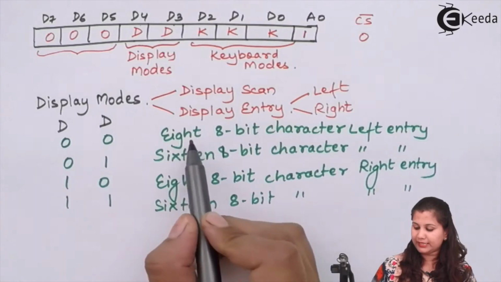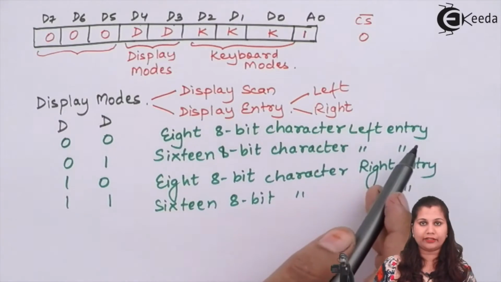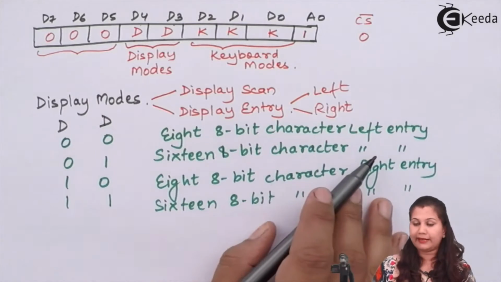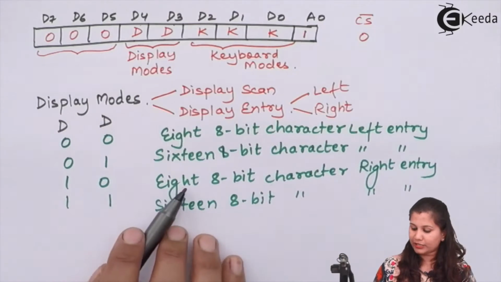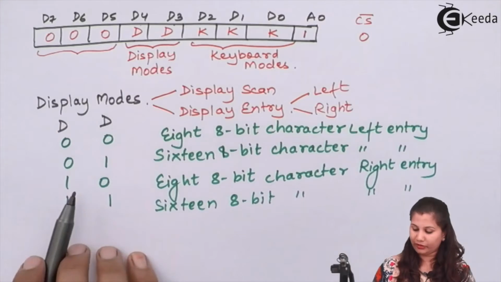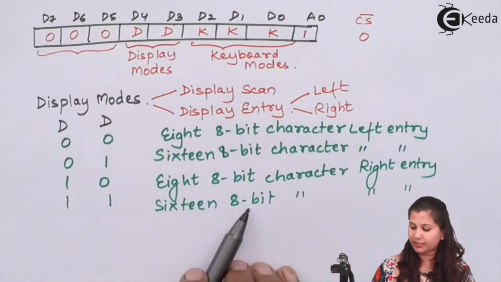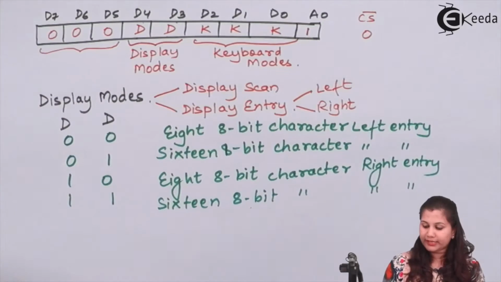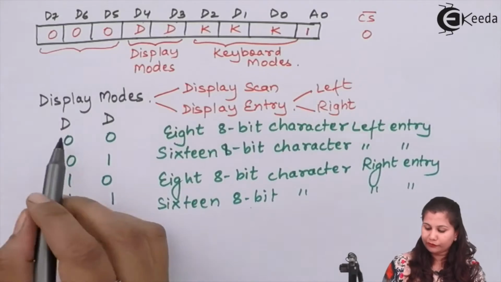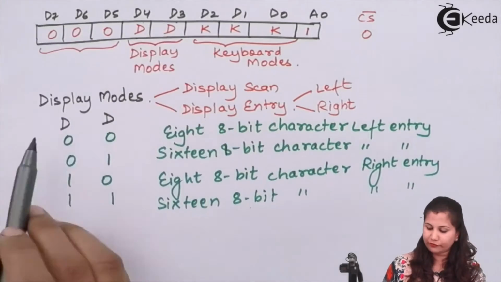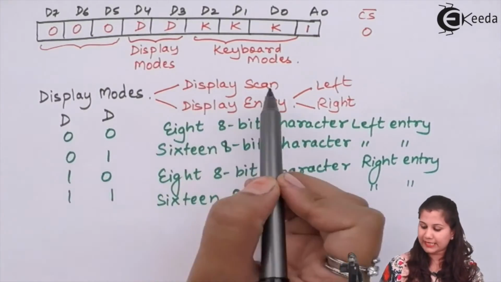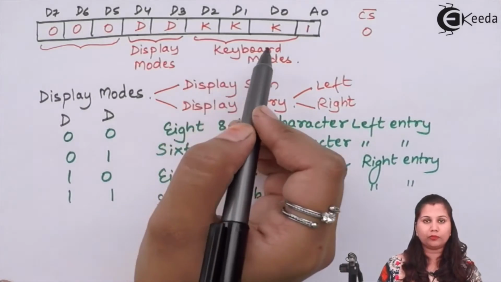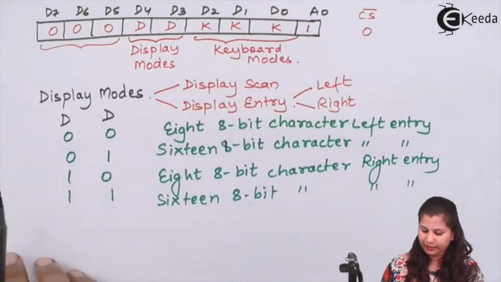So 0, 0 means 8 8-bit characters left entry will be there. Then 0, 1 means 16 8-bit character left entry is there. Then for 16 8-bit character right entry, we have 1, 0 and 1, 1. So these are the values of the 2 bits D4 and D3 for the display modes, display scan and display entry. Okay. Now let us come to the keyboard modes, the bits D2, D1 and D0.